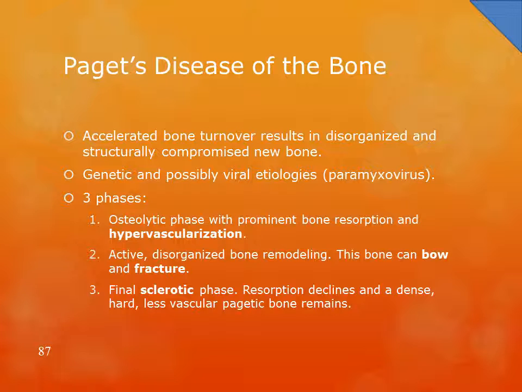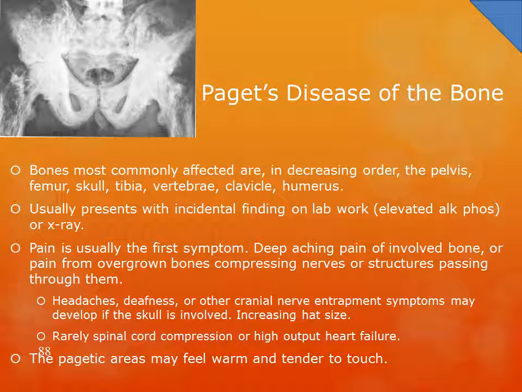Lastly, the final phase, you see sclerosis of the bone. Resorption declines, and you're left with this dense, hard, less vascular bone that we call Pagetic bone. And this, on this upper left-hand X-ray, is that characteristic appearance of this Pagetic bone.